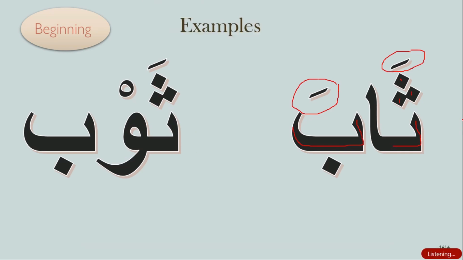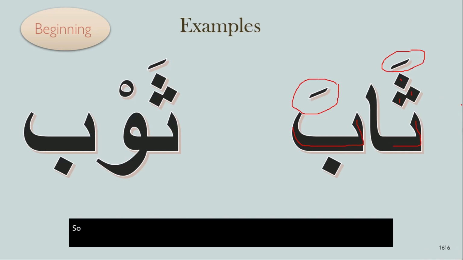Okay, so how do we pronounce this verb? It's tha, and then ba. Thaba, thaba, thaba. Okay, perfect.